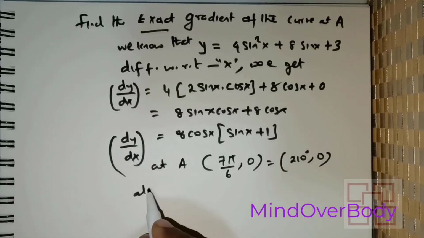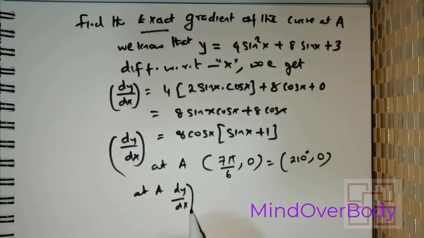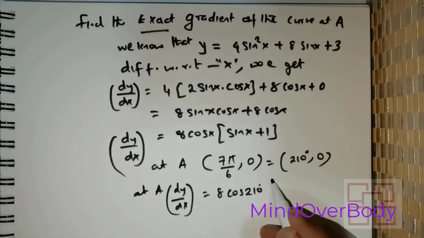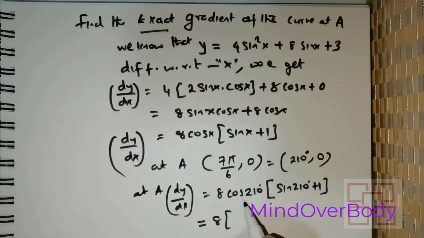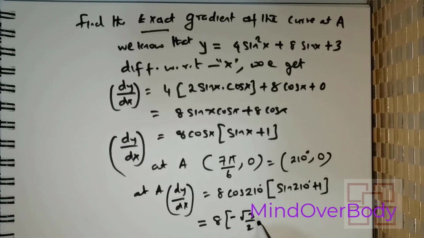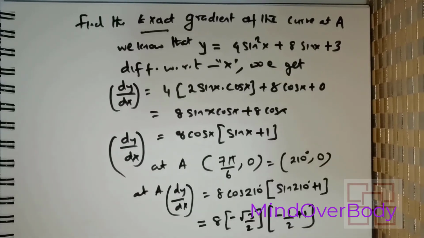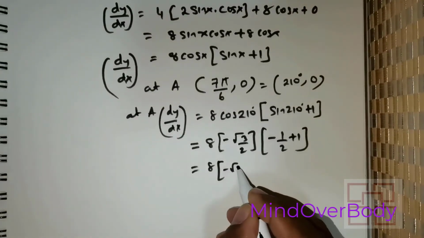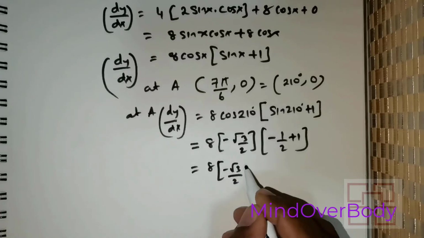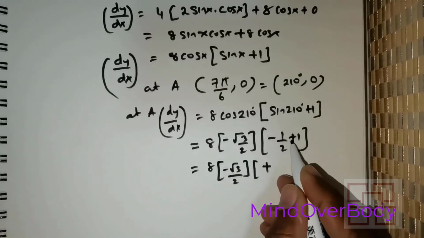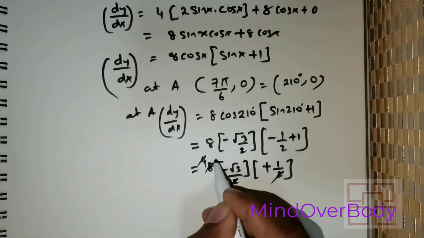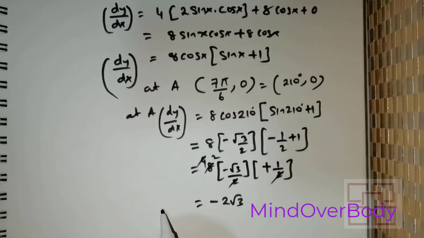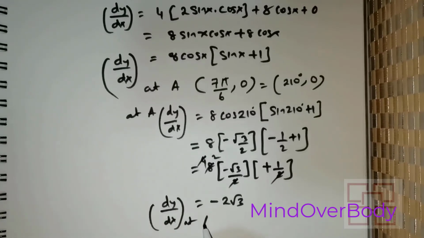So substituting at A, we get dy over dx equal to 8 times cos 210 degrees times (sin 210 degrees plus 1). So this is equal to 8 times. Now cos 210 will give me negative root 3 over 2 and sin 210 will give me negative 1 over 2, plus 1. So that's going to be 8 times, negative root 3 over 2, times this will give me positive 1 over 2. Now 2 divides 8 four times, so that's going to be negative 2 times root 3. So this is dy over dx at A.